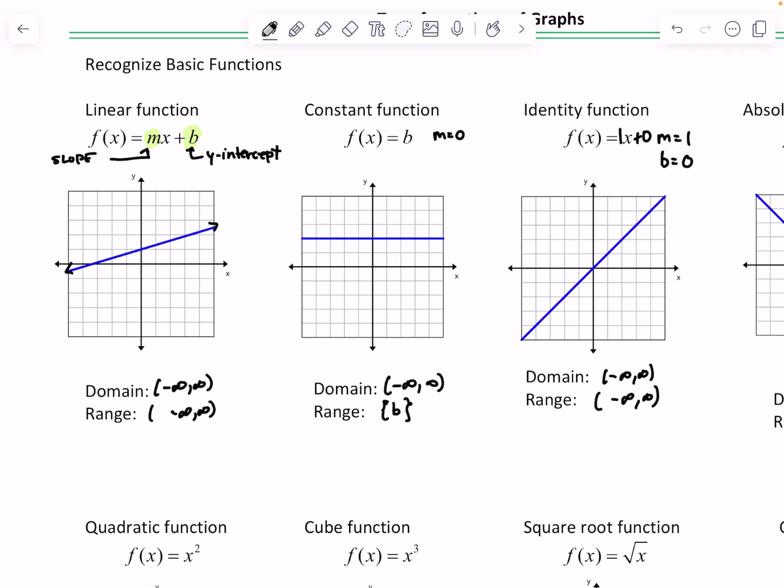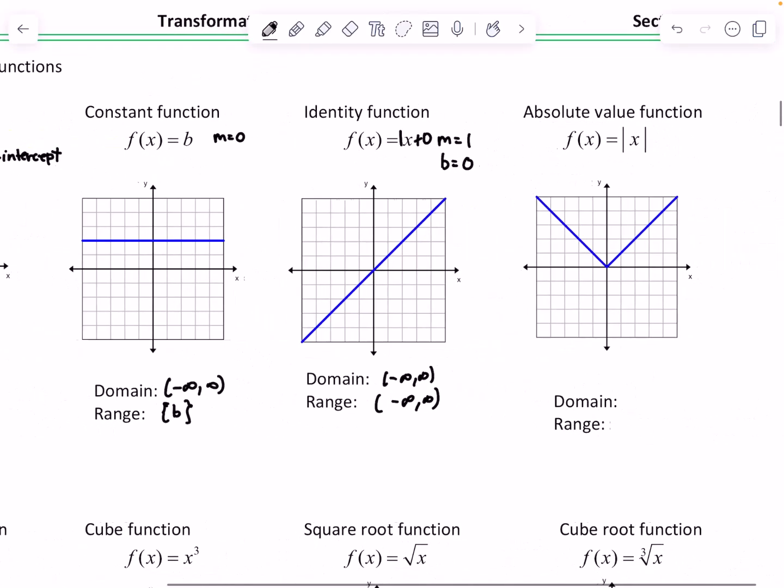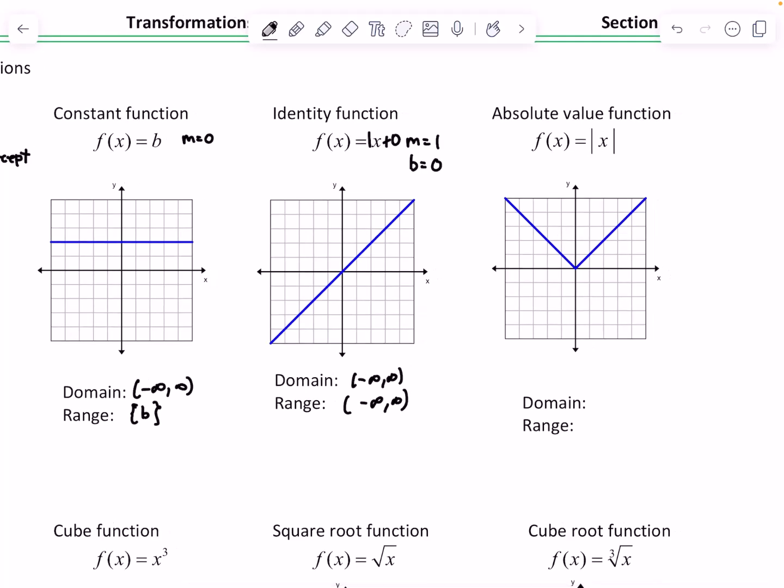Then we've looked at the idea of absolute value as being distance from 0, and we know that absolute value always has to be a positive number, which means that when we graph absolute value, we get a graph that is only above the x-axis. All of the outputs are positive.